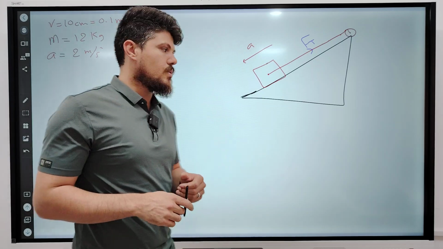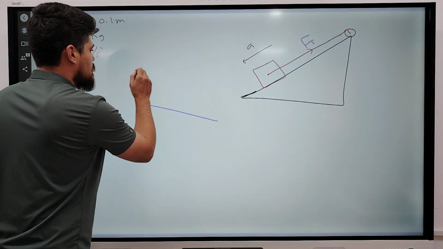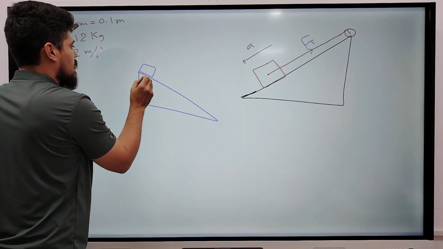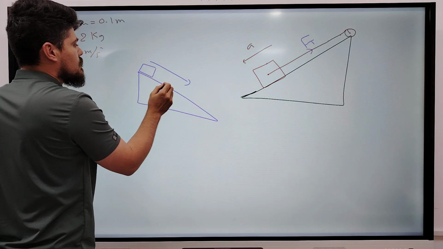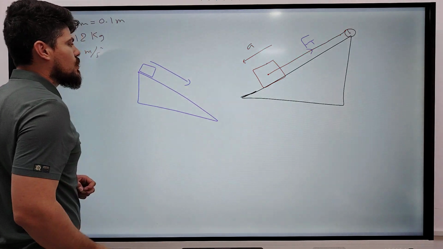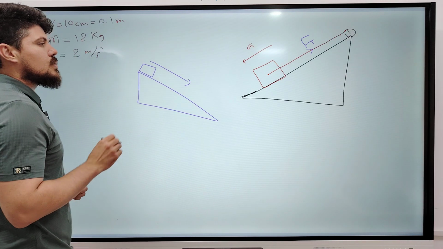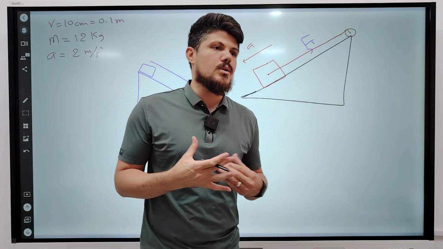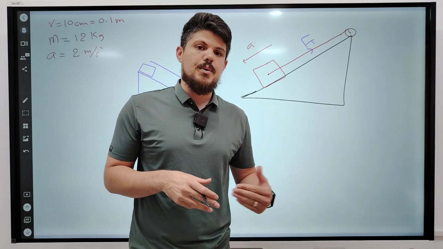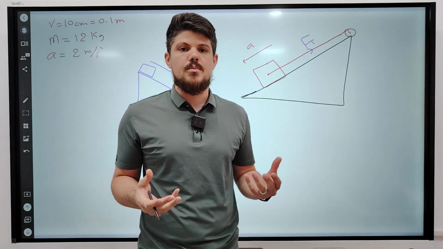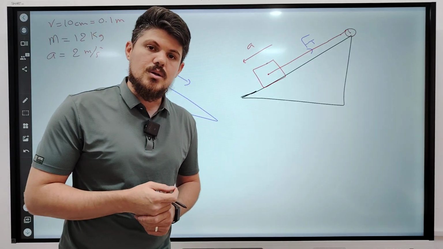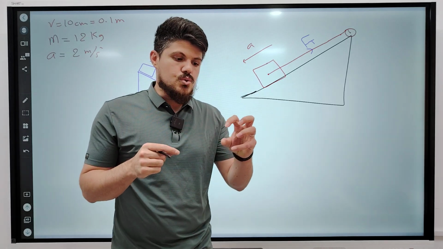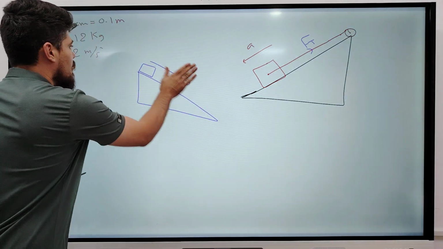For example, if you put the object here and release it, why is the object moving downward without any applied force? Because of the gravitational force. But which component of the gravitational force? The perpendicular component, the y component, or the x component? Absolutely the x component of the gravitational force. It makes the object move downward.